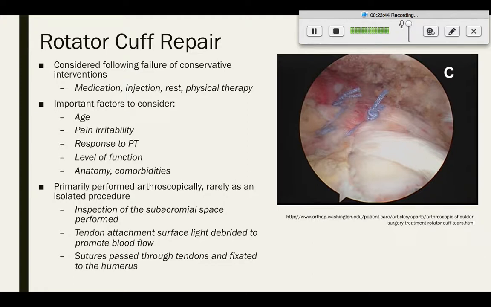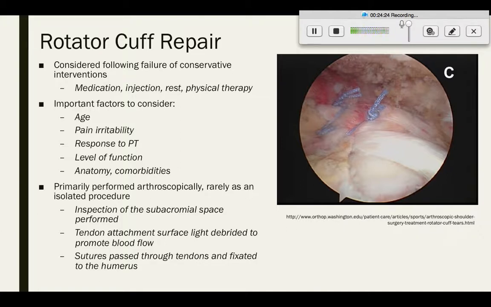So the biggest indicator for surgical interventions at my practice is a failure of conservative management. Important factors to consider: age, pain, irritability, response to PT, level of function, anatomy, and any comorbidities. Again, the rotator cuff repair itself is more commonly now performed arthroscopically. There are probably still surgeons out there that will do an open procedure, and again, this increases the risk for post-operative stiffness and is falling out of favor as a result.